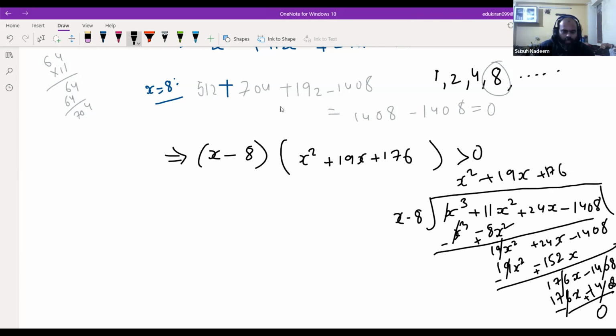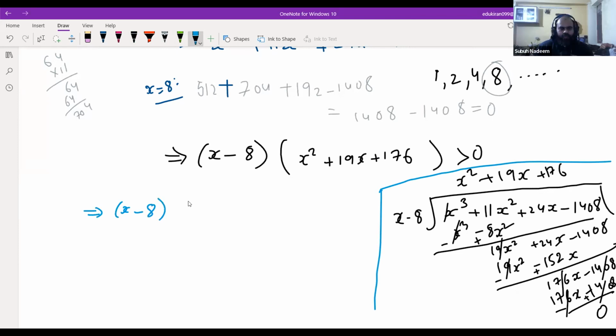Is it okay, Satya? Yes, sir. Where you did the mistake? Can you see? I think calculation mistake. Okay. Now x minus 8 is there, x square plus 19x plus 176.